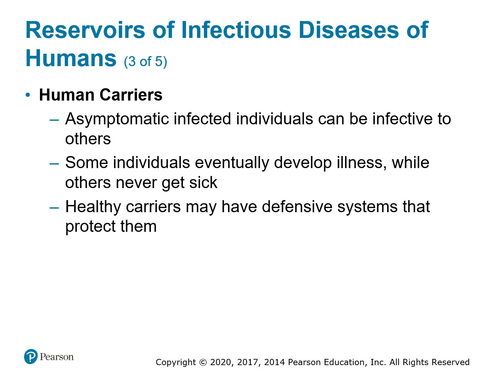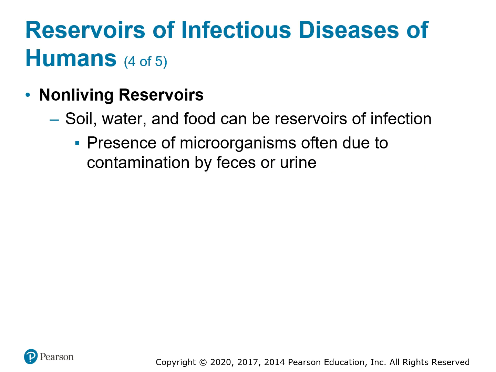Healthy carriers may have defense systems that help to protect them, so they may have a slightly different immune system. That is something that they've been looking at specifically with HIV/AIDS, and they looked at it with COVID too, where they had individuals that had the viral count in their body, yet they never got sick. And what is different about their immune system? That's been an area of interesting research as well. And then finally, non-living reservoirs: soil, water, and food can be reservoirs of infection as well. The presence of microorganisms is often due to contamination by fecal material or urine.